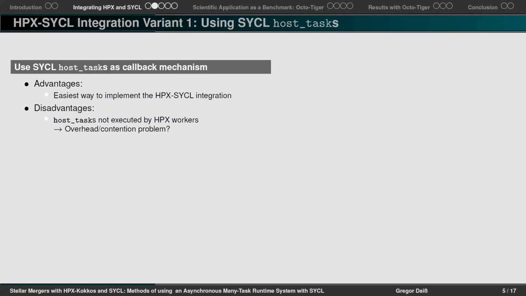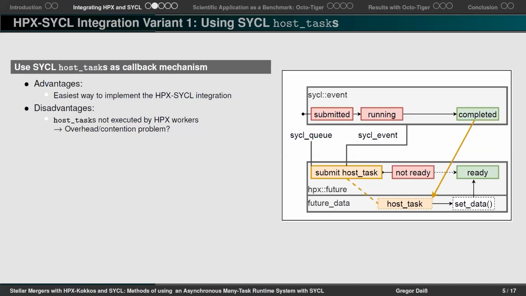The nice thing about it is it's basically the easiest way to implement this integration, because all I need to do is, okay, I specialize this future data, and I start a host task, or well, schedule it to the event. And the disadvantage, unfortunately, is this host task is not executed by HPX worker threads. So this might become an issue at the point where you actually run multiple thread pools. So I have my thread pool in HPX, and I don't know what the SYCL runtime is doing. If that has its separate thread pool, this might be a bit of an issue.